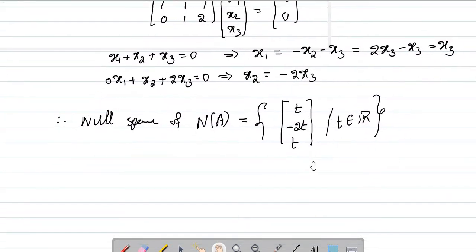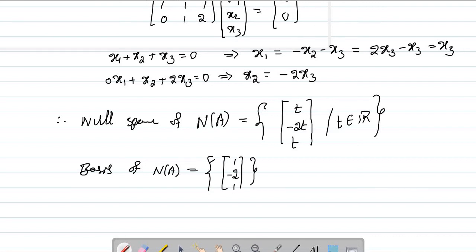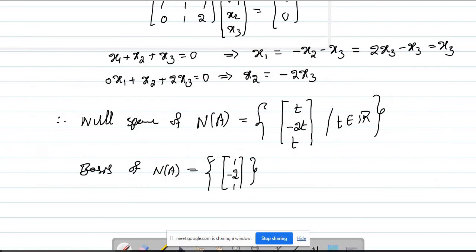Now if you ask me what is the basis set for null space of A, it is easy, we can write. So the basis of N of A, that will be, you can see that it is generated by the element (1, -2, 1), because it is t times of (1, -2, 1), right? So the basis of null space of A is just it contains one element, that is (1, -2, 1). So if you ask me what is the dimension of null space of A, I'll say that is 1. Why? Because there is only one element in the basis set. So the dimension of null space of A is 1.